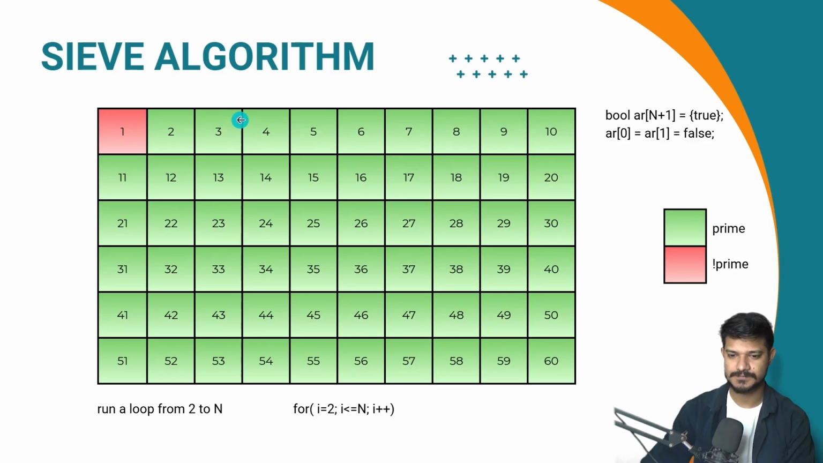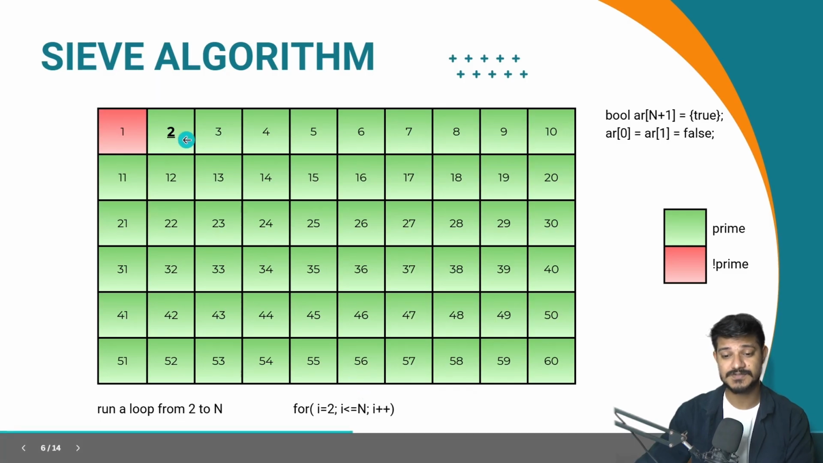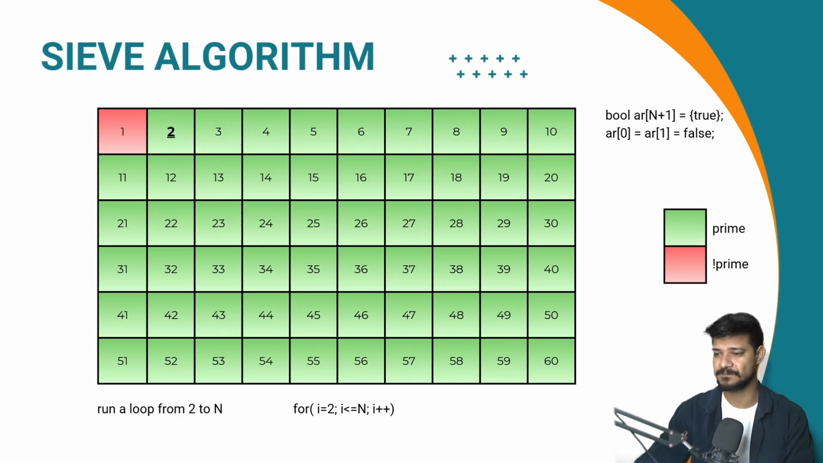So let's start with 2. As you can see, we are at 2. 2 is bold, right? So we are at 2. I is equal to 2. So clearly we are starting at 2. Now what we are going to do, we'll check whether 2 is a prime number or not. AR of 2 is clearly true because this is green, right? So AR of 2 is green, that means 2 is a prime number.